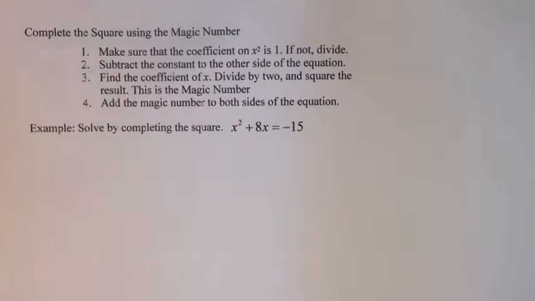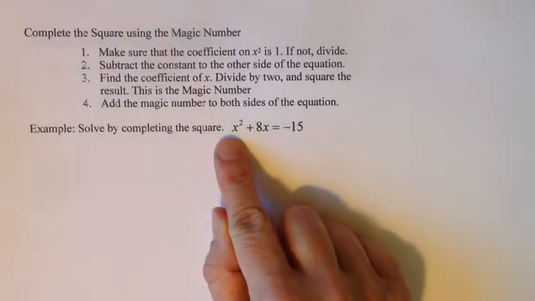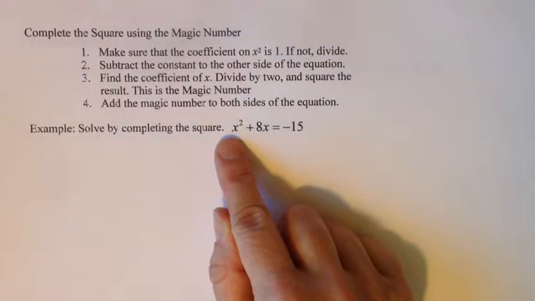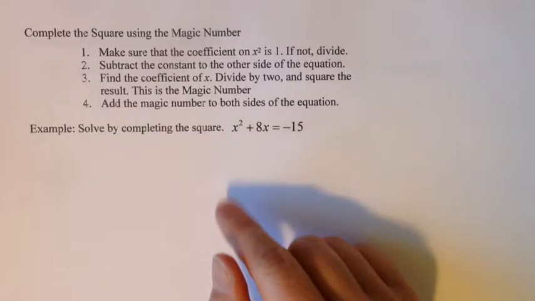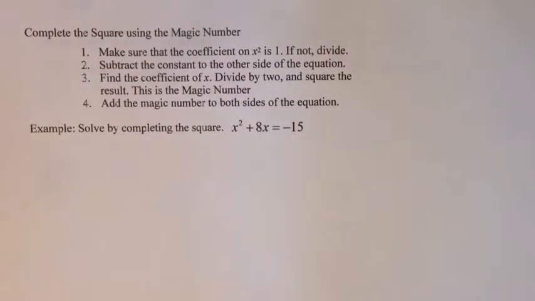Now that you know how to find the magic number, we're going to look at the whole process of solving an equation by completing the square. The first step is to make sure that the coefficient on the x squared is just a 1. If it's not, we'll divide. Then you're going to subtract the constant over to the other side of the equation, so that you have just the x squared and the x term on one side. You'll look at the coefficient of x, divide by 2, and square the result. That's your magic number. Then you add the magic number to both sides of the equation.